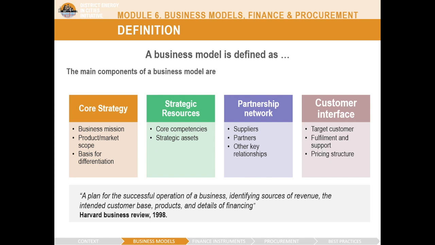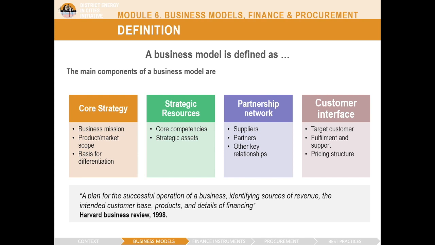Customer interface. Primary elements of customer interface are target market, fulfillment and support, and pricing structure. A firm's target market is the limited group of individuals or businesses that it goes after or tries to appeal to. The target market a firm selects affects everything it does, from the strategic assets it acquires to the partnerships it forges to its promotional campaigns.